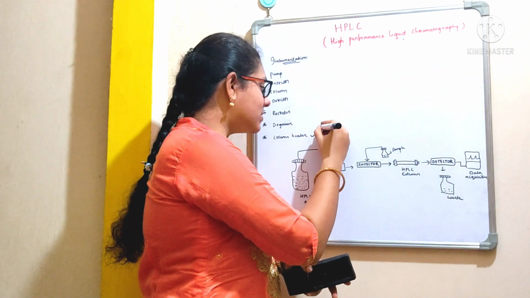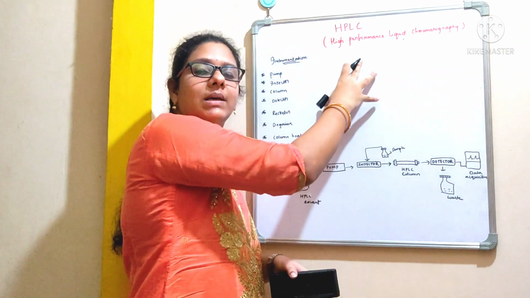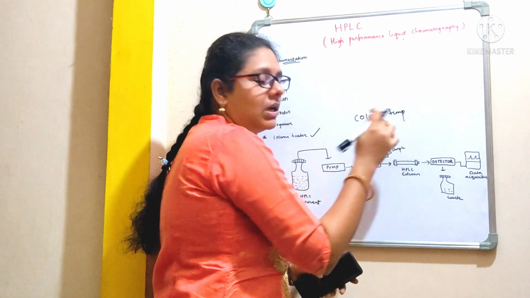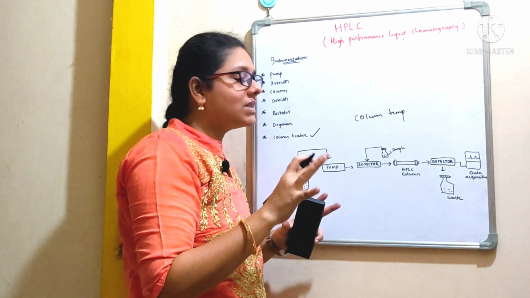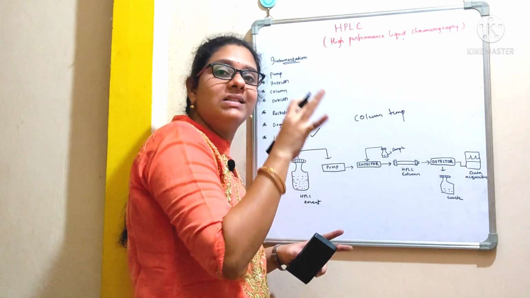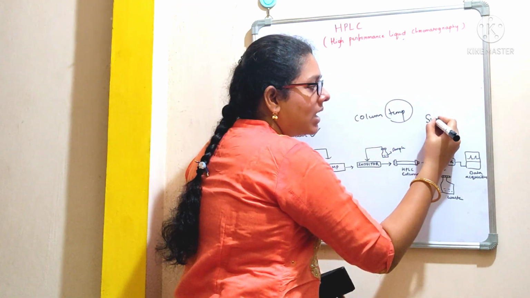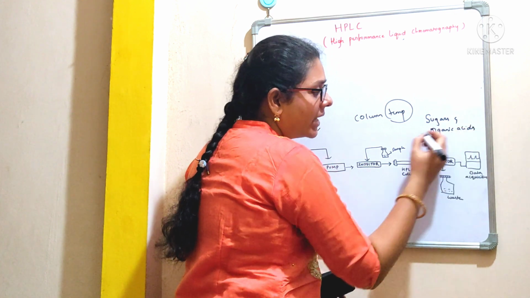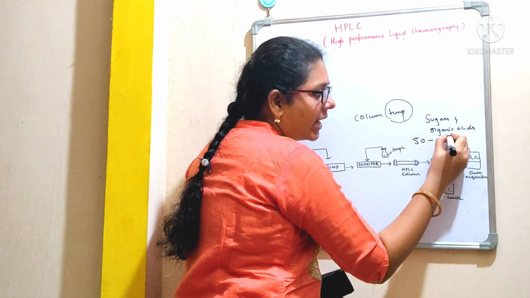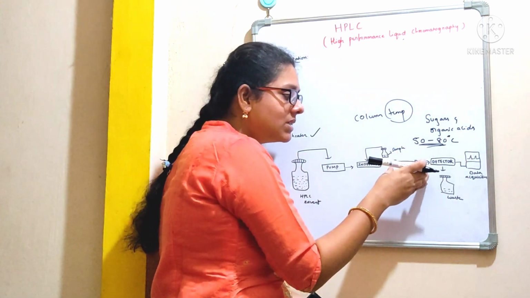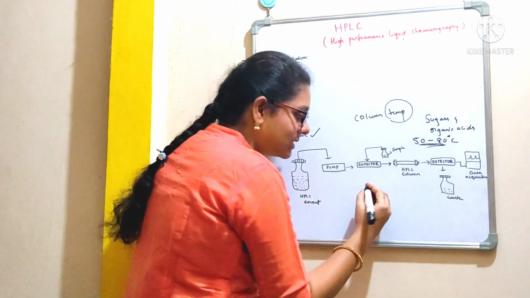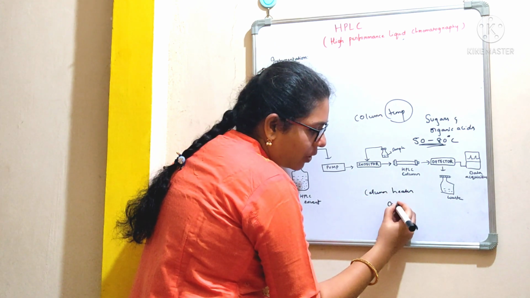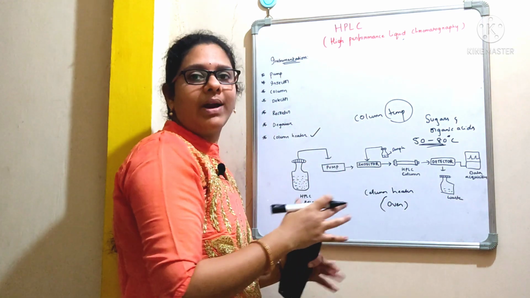Coming to the last one, that is column heater. Here the LC separation of compounds is largely influenced by column temperature. In order to get reproducible results, it is very important to maintain a consistent temperature. For analysis of sugars and organic acids, it is necessary to maintain a temperature of 50 to 80 degrees centigrade. So these HPLC columns are generally kept inside a column heater, or we can also call it a column oven, just to maintain a required temperature.